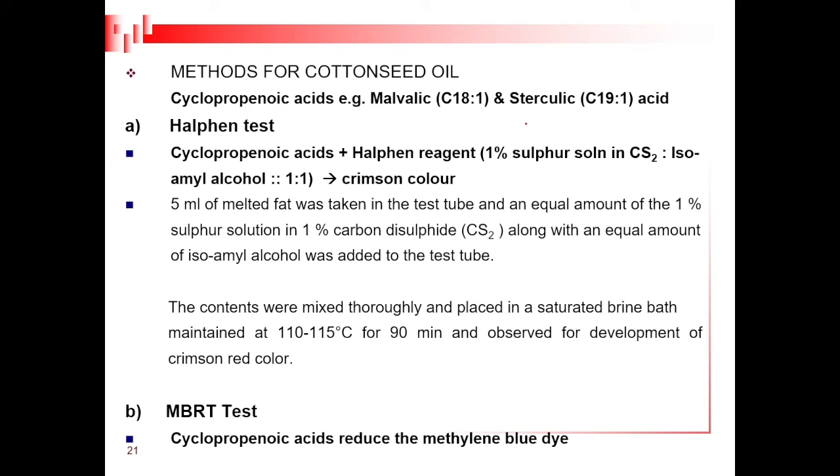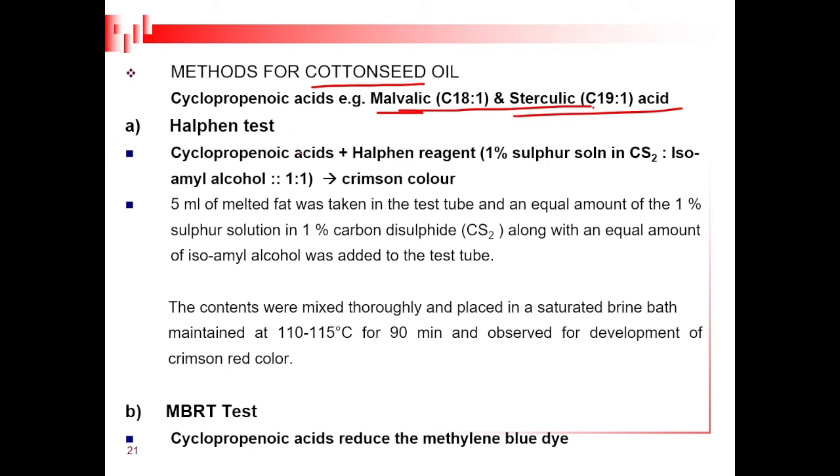Then there is a test for cottonseed oil also. So we know that in cottonseed oil we have cyclopropenoid acids, that is malvalic acid and sterculic acid. We have malvalic acid and sterculic acid in cottonseed oil, and there are two tests by which cottonseed adulteration in ghee can be detected. One is the Halphen test.